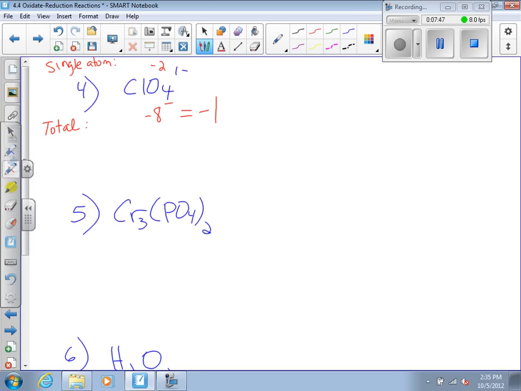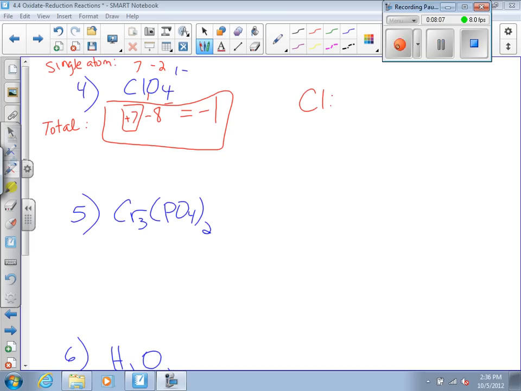So I have -8. I have to figure out what the chlorine is going to be to make this sentence true. What minus 8 is -1? Yes, 7. I have only 1 chlorine. So the oxidation state for chlorine is +7. And each oxygen, I don't write the total, each oxygen is -2. So notice I don't write -8, I just write what the actual number is for each oxygen.